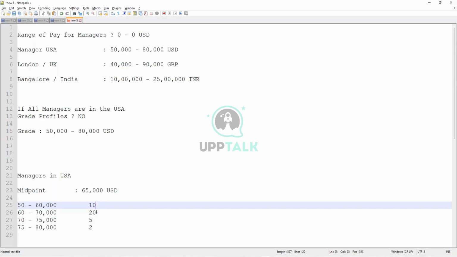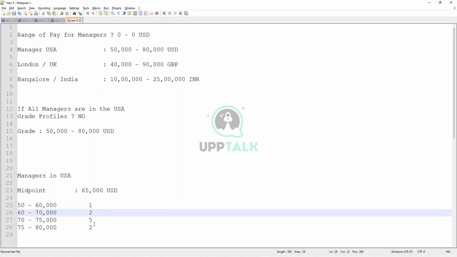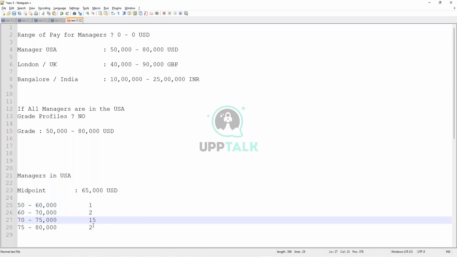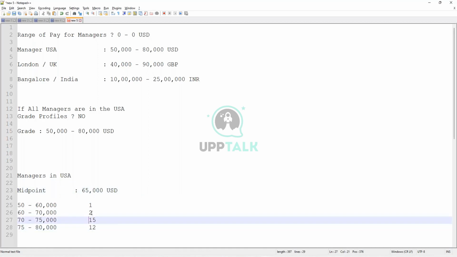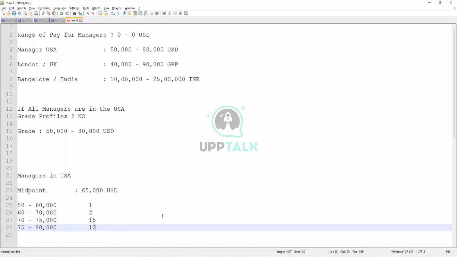Let's reverse this and make it something like this. Now, what do you think? I just changed the numbers. What do you think? Is the organization paying a lot more, or is it still paying a lot less? You see, most of the managers are towards the high end of the range. So what should the organization do if it wants to shuffle the workforce?